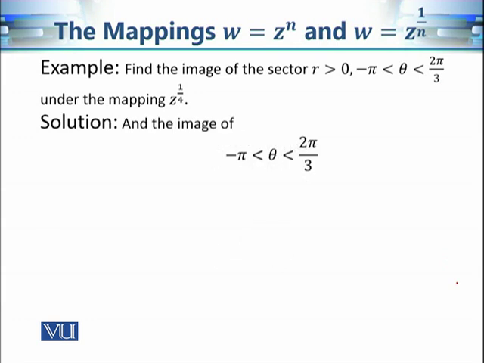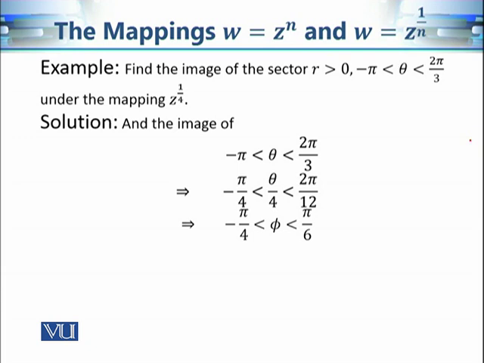Now let's see what will happen with the argument after we apply this map z raised to power 1 by 4. Now the given sector has the following range of the argument. The argument lies between minus pi and 2 pi by 3. And now if we divide it by 4, so why are we dividing it by 4? Because we know that in the w plane, phi is equal to theta by 4 under this map z raised to power 1 by 4. So that's why we divide these inequalities by 4 and we get the following inequality. And this implies that our phi lies between minus pi by 4 and pi by 6.